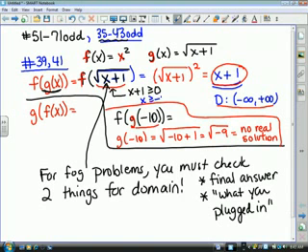Do this, we get x is greater than or equal to negative 1. So what you have to do is you get to look at both the answers to get the domain. Alright, you have to look at both and you have to combine.